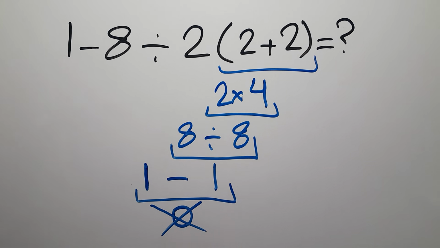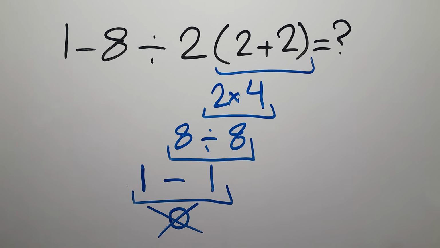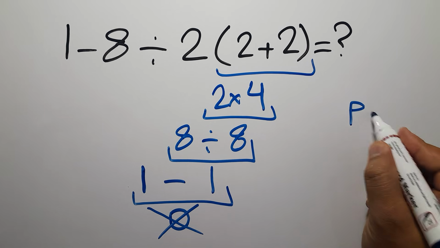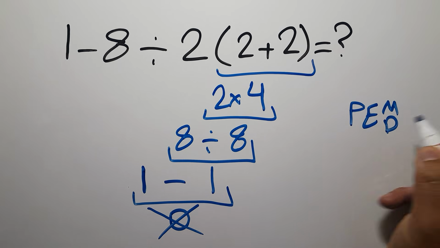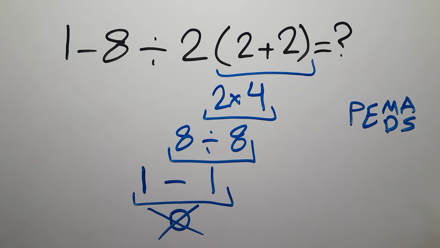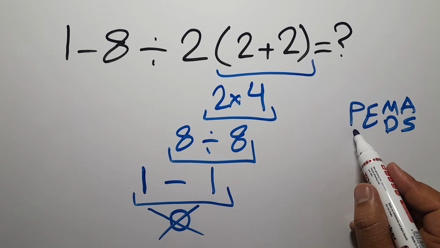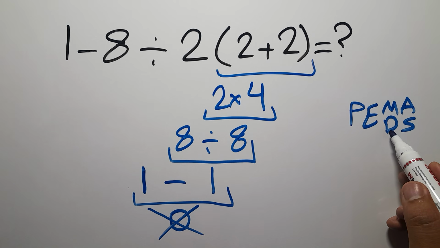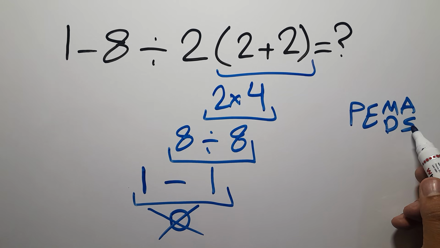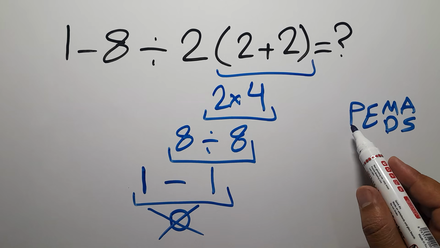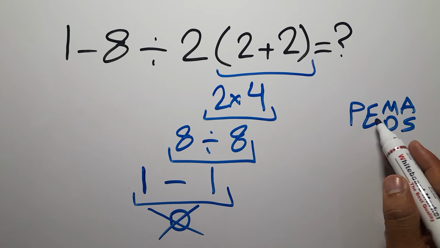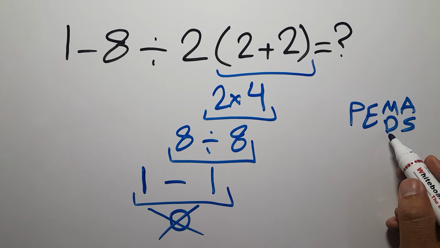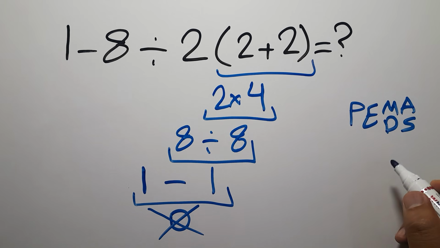because according to the order of operations, which is PEMDAS, P stands for parentheses, E stands for exponents, M and D stand for multiplication and division, and A and S stand for addition and subtraction. First we have to do parentheses, then exponents, then multiplication or division, and finally addition or subtraction.